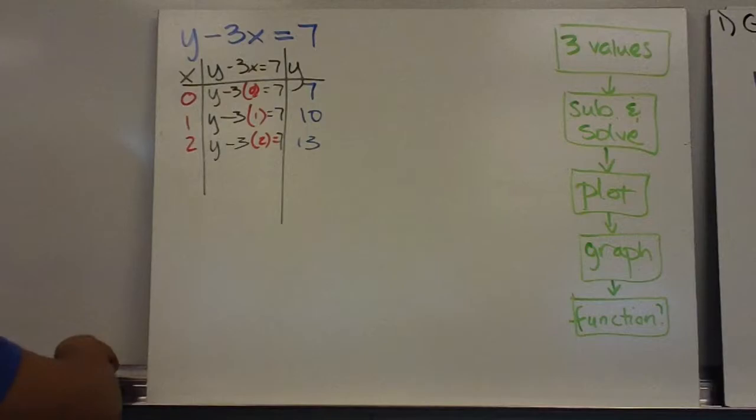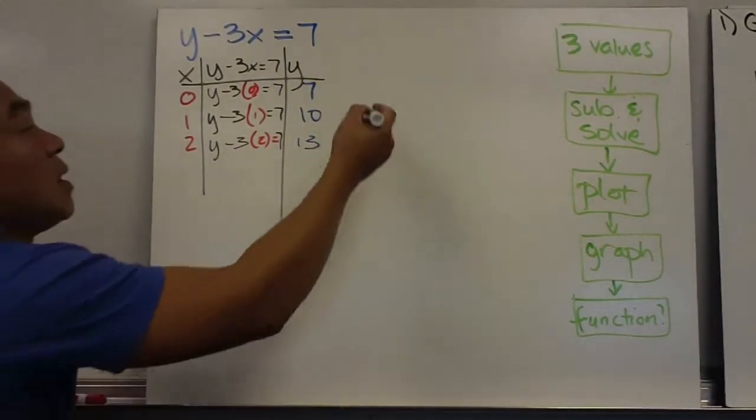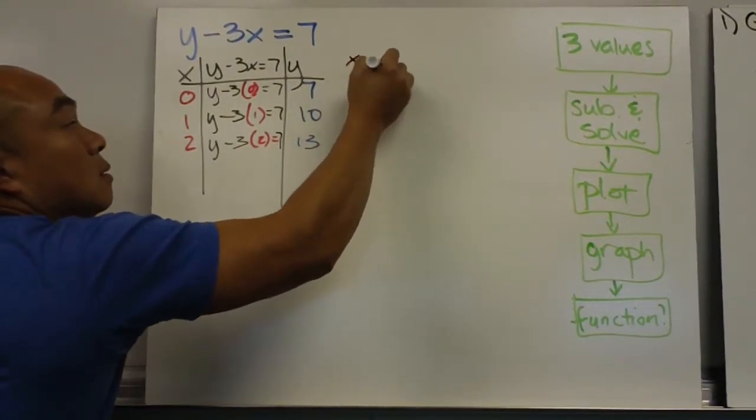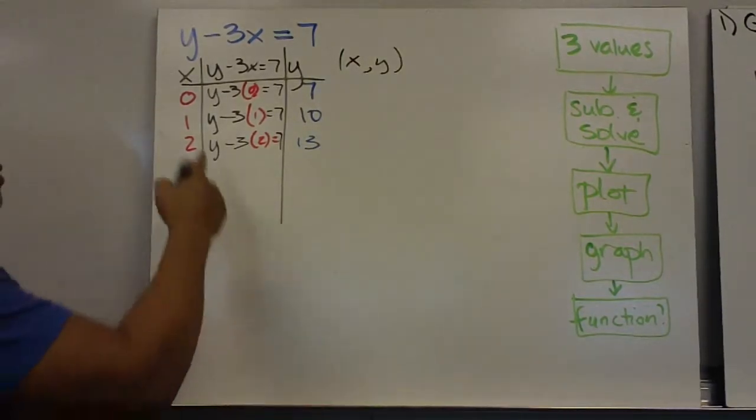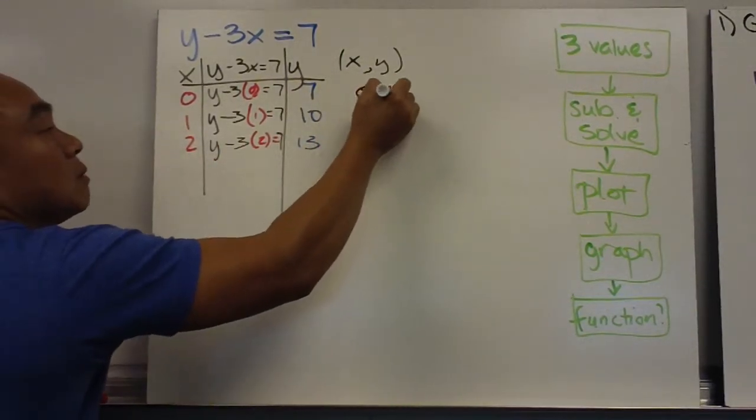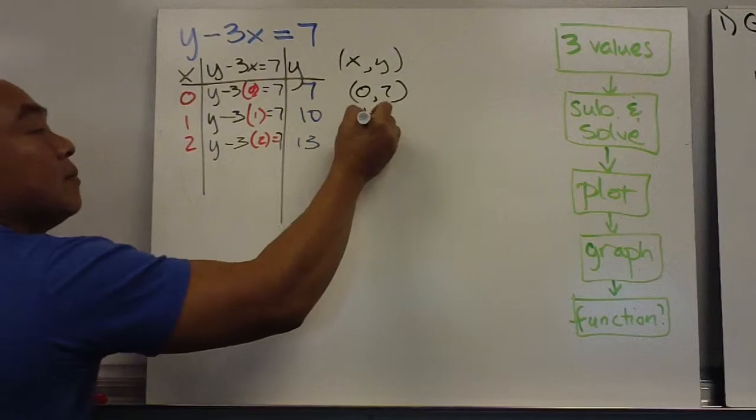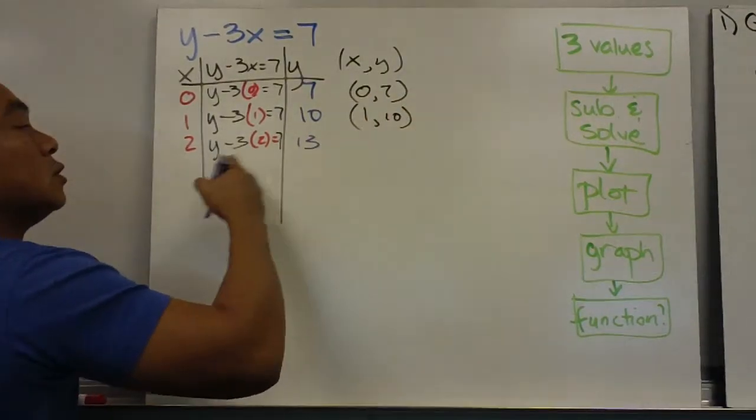And then these are your numbers that you're going to have. So your xy value here for your ordered pairs will be 0, 7, 1, 10, 2, 13.